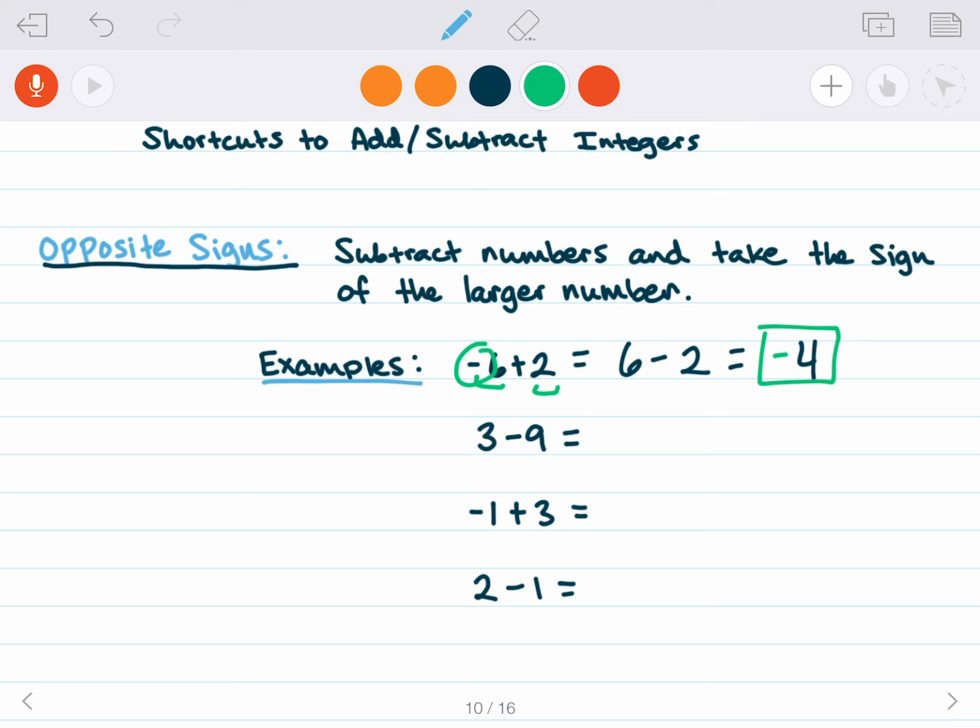Again, go back to your number line, visualize it in your head. If we're at negative 6 and we hop over 2 units to the right, I'm going to have to be at negative 4. All right? Okay, let's do the next one.